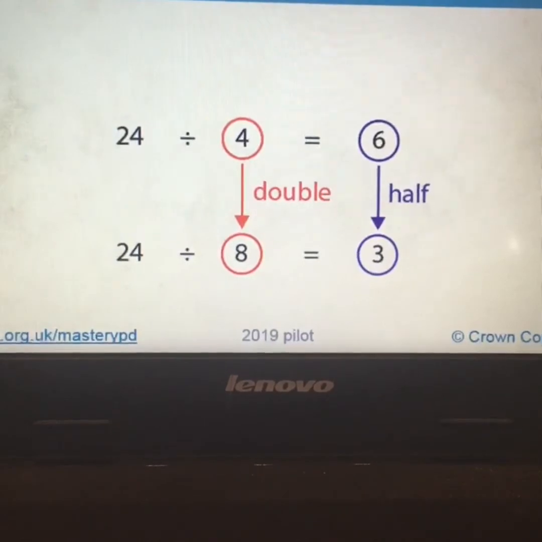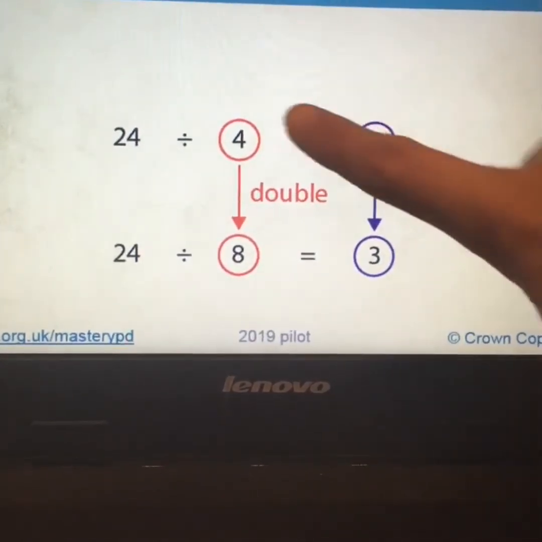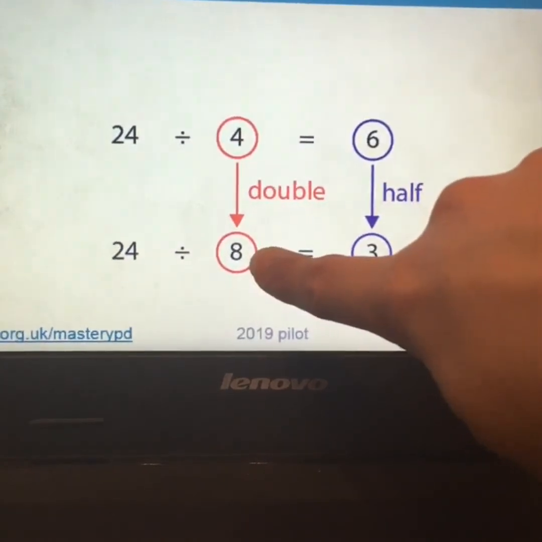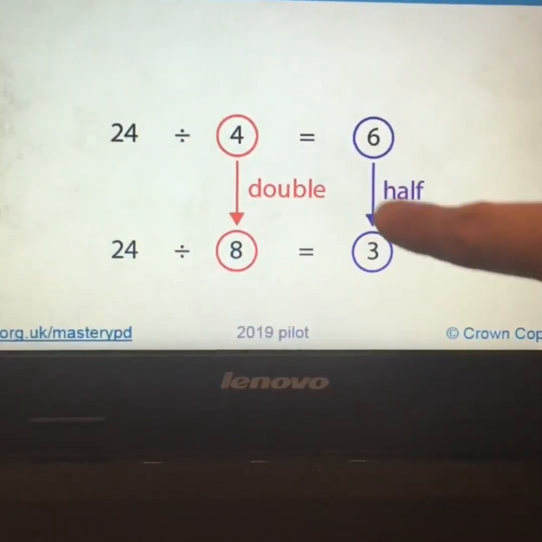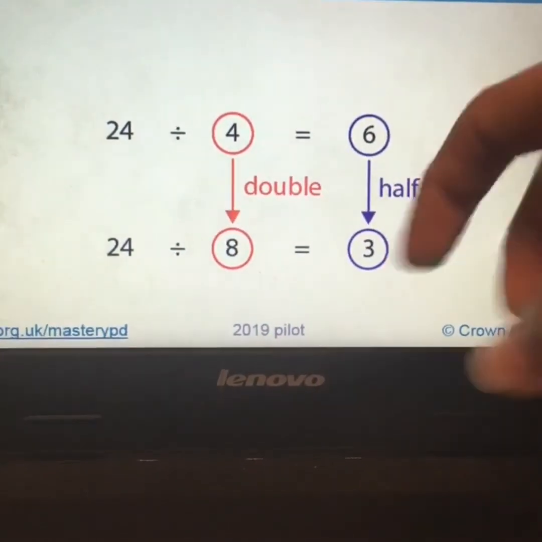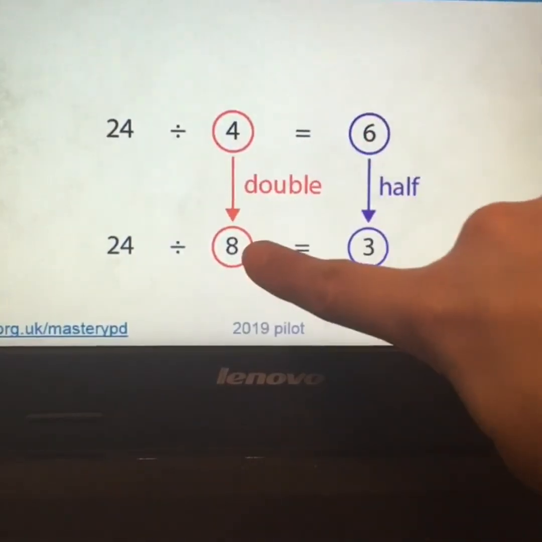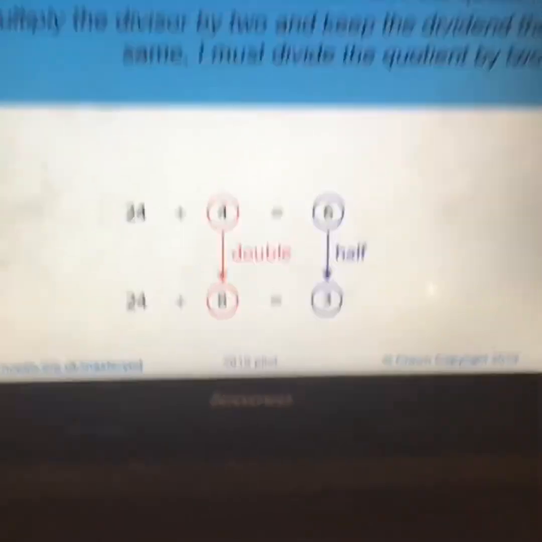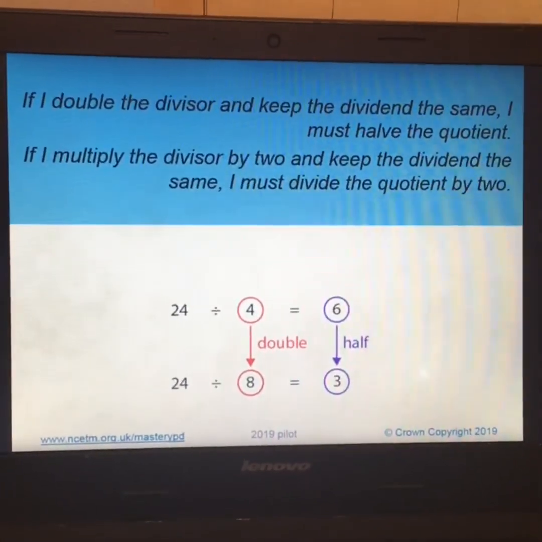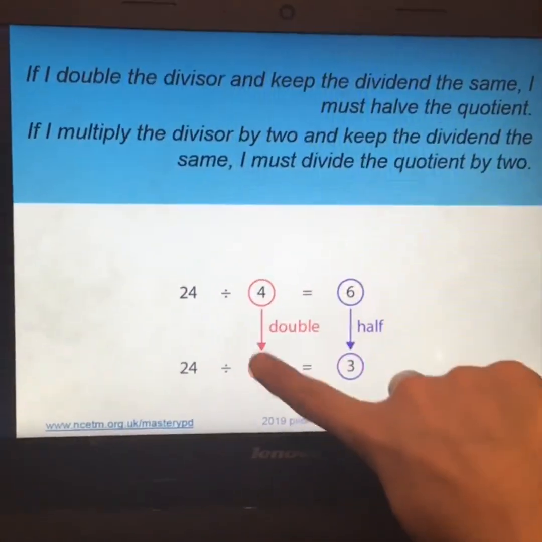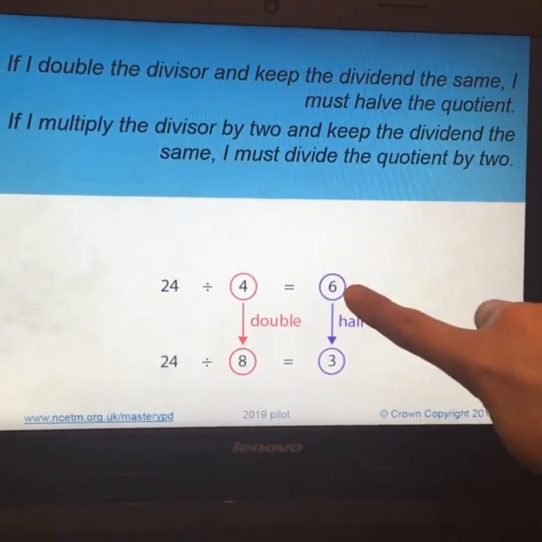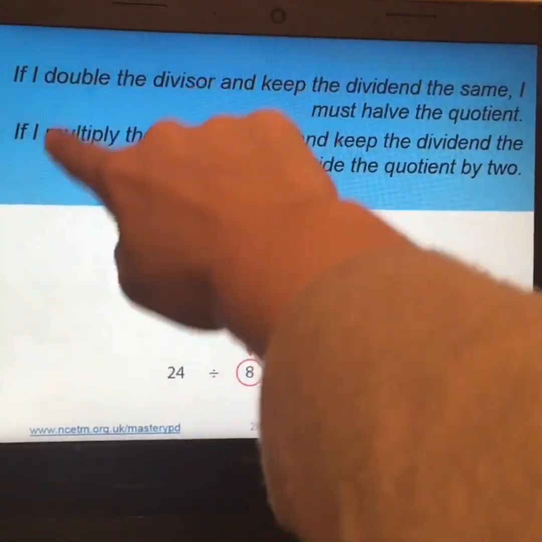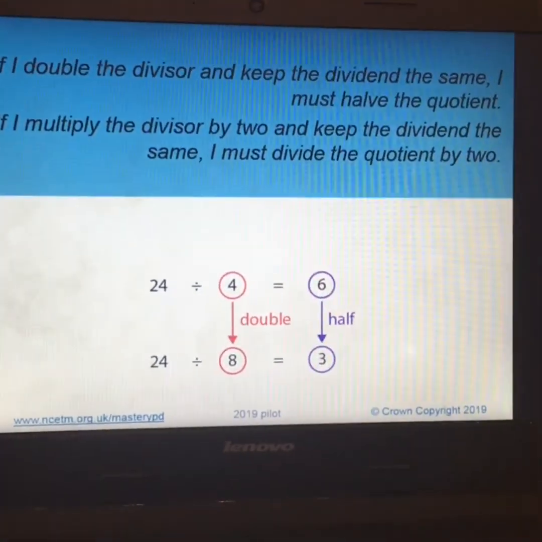The reason for this is, if we are doubling the amount of people that it's shared between, they're going to get half as many things, because there's double the amount of people to share between. So if you multiply the divisor by 2 and keep the dividend the same, you must divide the quotient by 2. And these two things mean the same thing, because doubling and multiplying by 2 is equal.